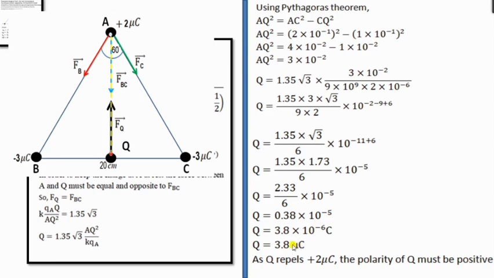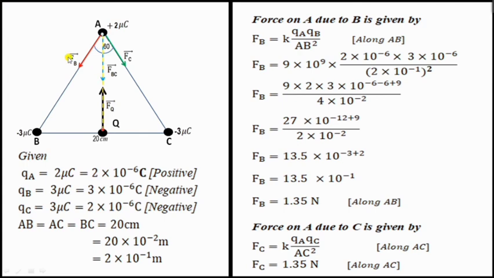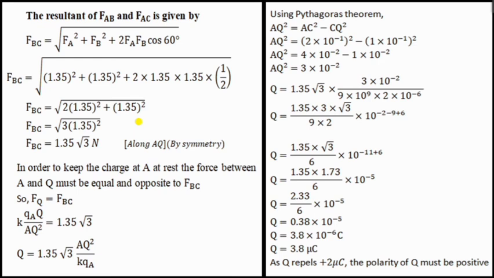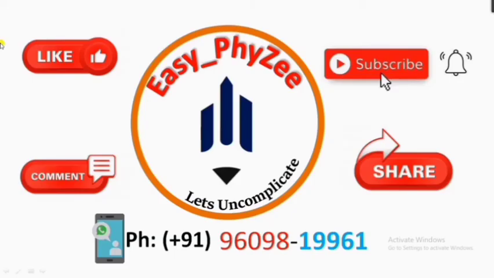So minus 6 means microcoulomb, and as Q repels plus 2 microcoulomb, the polarity of Q must be positive, because in order to repel this plus 2 it should be positive. So if you put positive 3.8 microcoulomb here, this charge will not come down. So now this is all the answer done in one page. You can pause the video and copy. So this is the next part, I guess. So I think this is the end of the video.